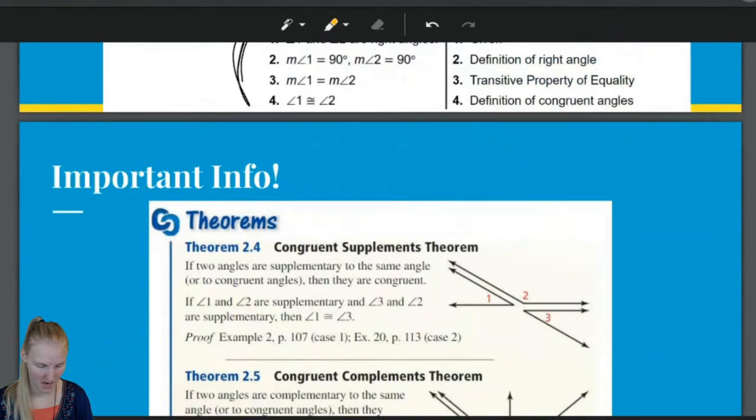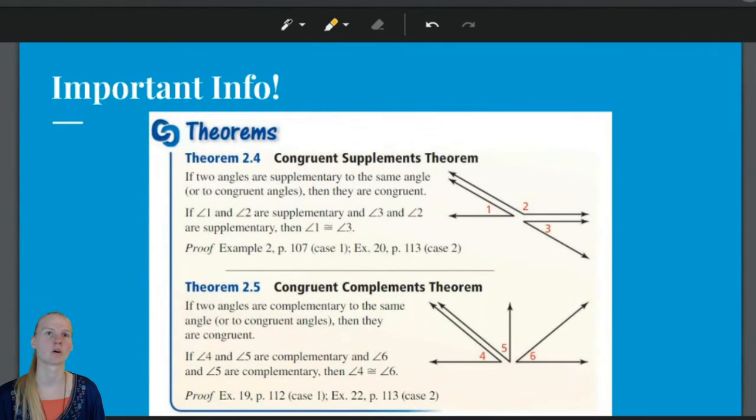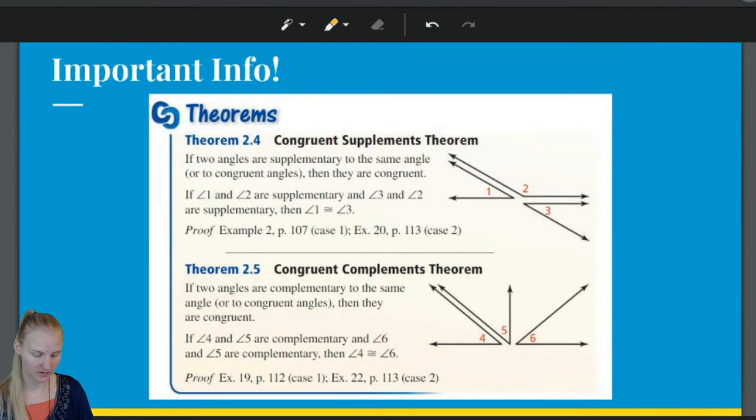Yay! Okay, next, what we're going to look at is the congruent supplements theorem and the congruent complements theorem. Now, we're going to prove one of these in our next example, but in order to prove a theorem, you need to understand what the theorem says, and you need to believe that the theorem is true for yourself.